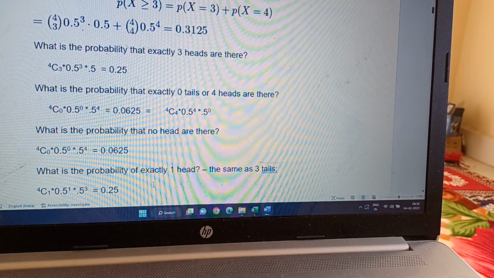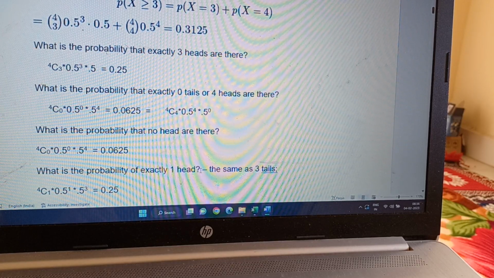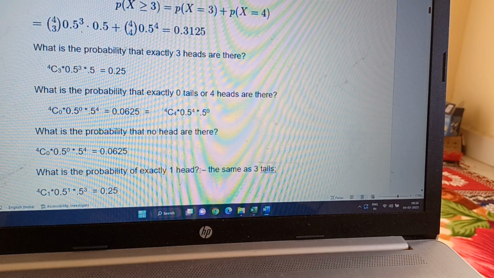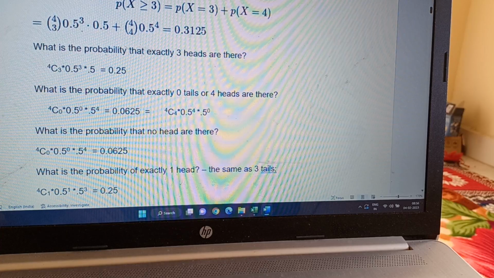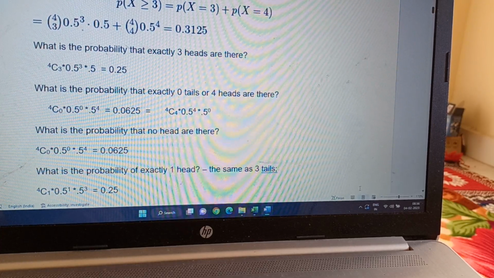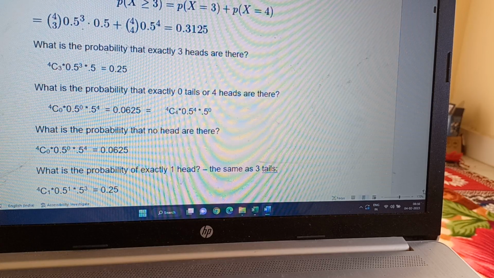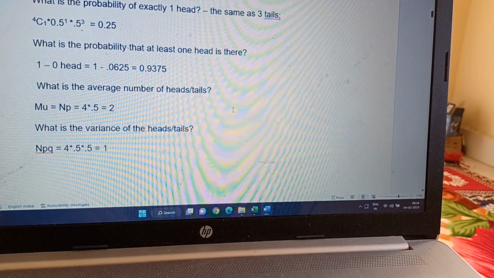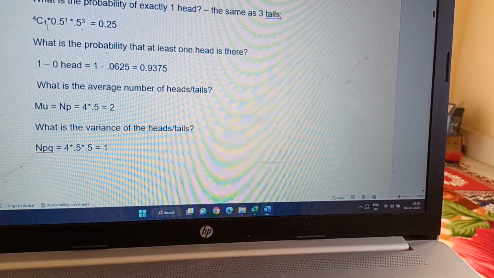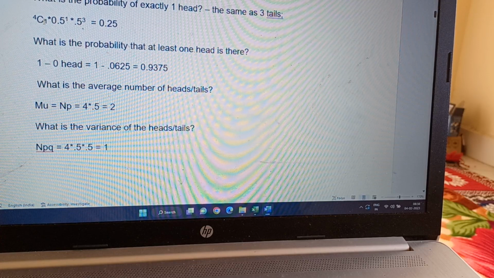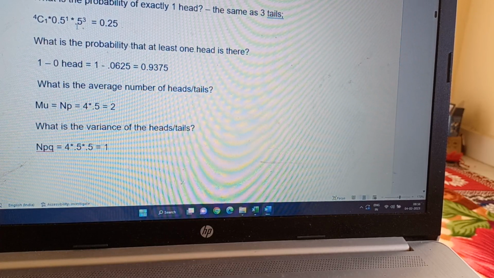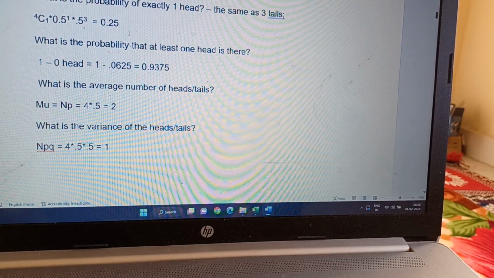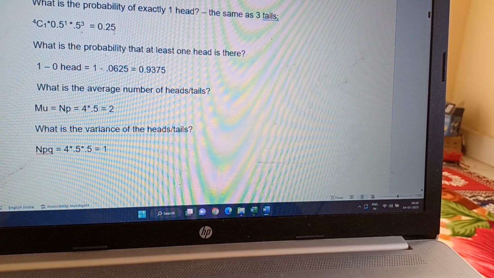Now next question is, what is the probability of exactly 1 head? It means if there is 1 head out of 4 trials, there will be 3 tails. So which is the same as the probability of getting exactly 3 tails. Whatever the examiner may ask, it is the same. Now, the probability of getting exactly 1 head will be 4 choose 1 instead of 0, and 0.5 to the power 1, and 0.5 to the power of tails, which is n minus x, which is 3, and that is equal to 0.25.